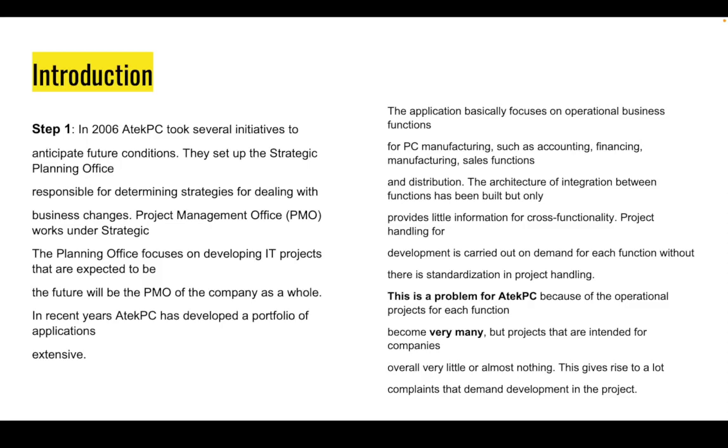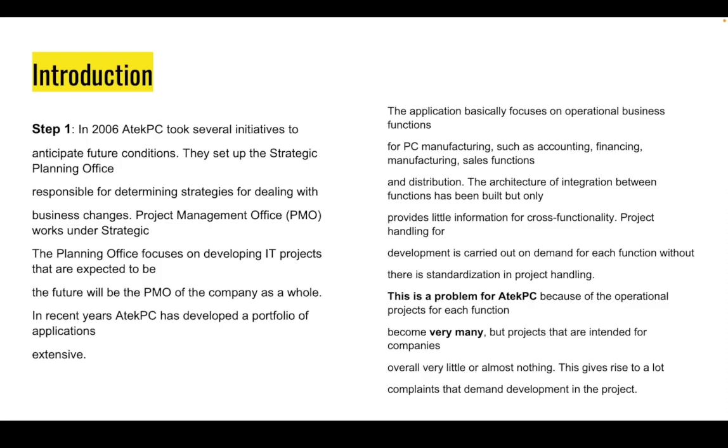on the specific case AtekPC. In 2016, AtekPC took several initiatives to anticipate future conditions. They set up the Strategic Planning Office, responsible for determining strategies for dealing with business changes. The Project Management Office works under the Strategic Planning Office, which focuses on developing IT projects that are expected to be the future of the Project Management Office of the company as a whole.